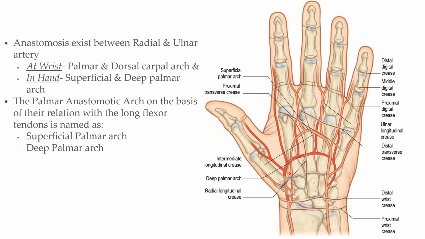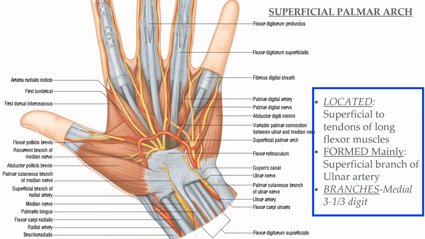In the hand, the two arteries anastomose to form superficial and deep palmar arch. They are so named on the basis of their relation with the long flexor tendon. The superficial palmar arch is located superficial to the tendons of the long flexor muscles, whereas the deep palmar arch is located deep to the tendons of long flexor muscles. Superficial palmar arch is primarily formed by superficial branch of ulnar artery. It provides arterial blood supply to the medial 3.5 digits.